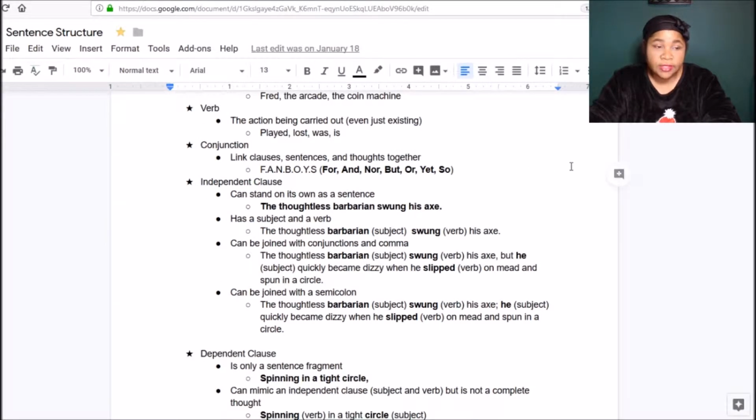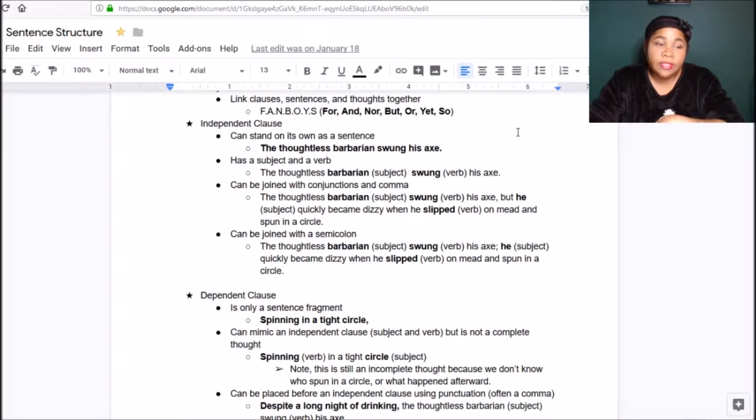A conjunction is used to link clauses, sentences, and thoughts together. It can be remembered by the acronym FANBOYS: for, and, nor, but, or, yet, so. An independent clause can stand on its own as a sentence. So we'll go ahead and read this one. The thoughtless barbarian swung his axe. So that is a complete thought. It's a full sentence on its own. It doesn't need anything else.